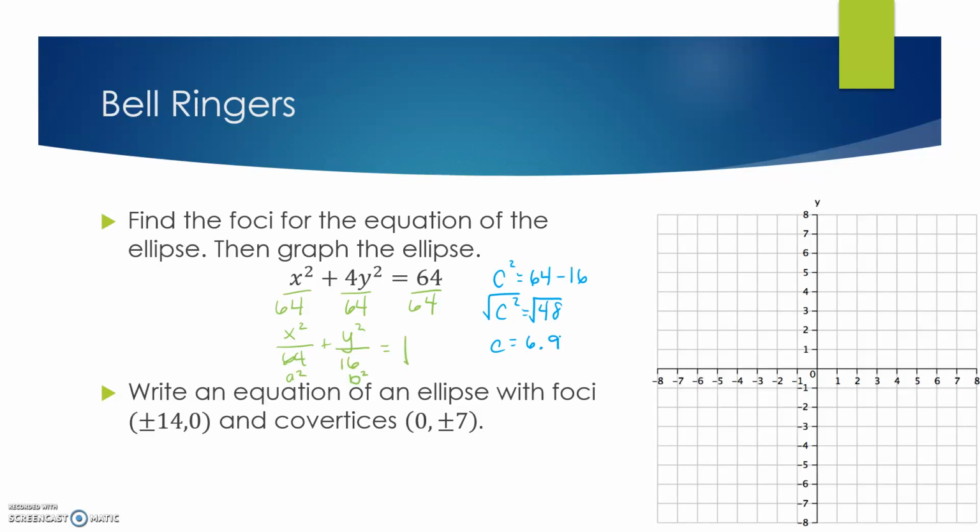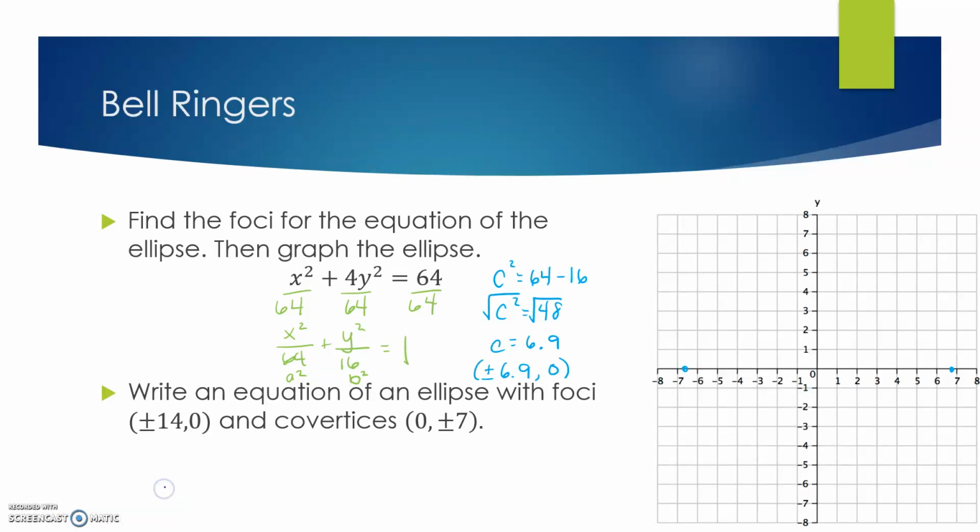So my foci would be in the same place as the x coordinate, since that's where our a value is, so it's going to be plus or minus 6.9, 0. So I'm going to graph those points on my x-axis. And then I'm going to graph my x and my y coordinates.